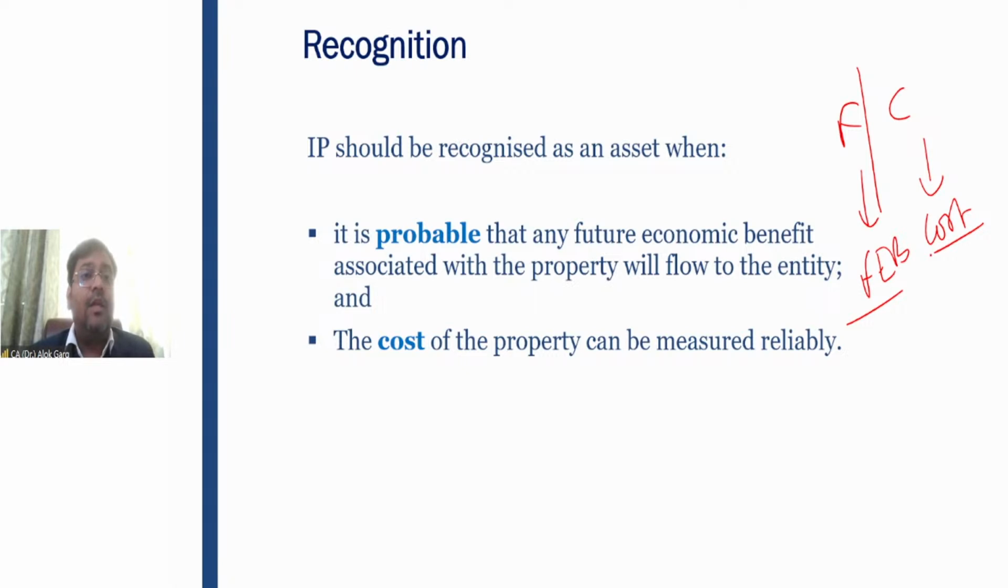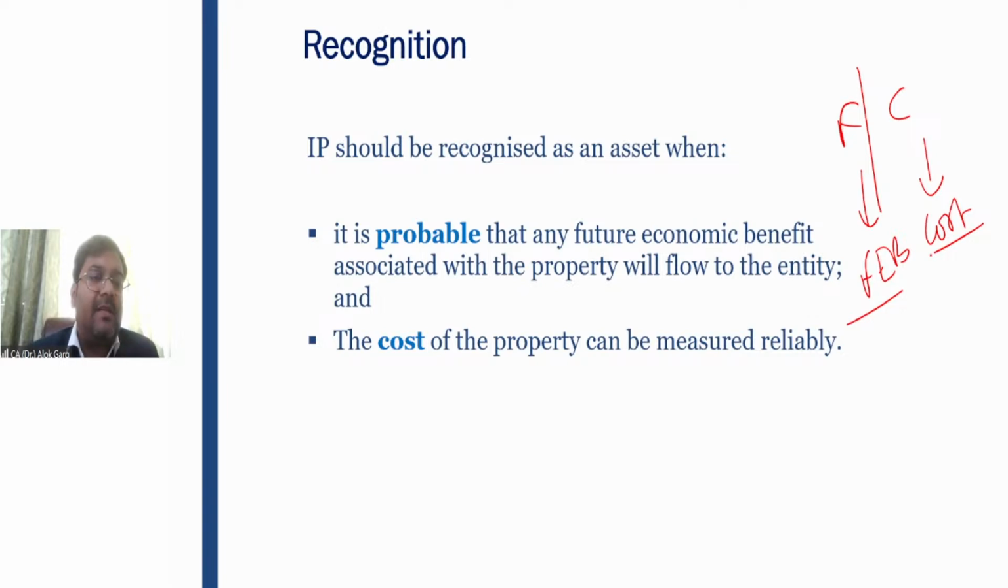So investment property should be recognized as an asset when it is probable that a future economic benefit will flow to the entity and the cost of the property can be measured reliably, right? For example, the company has acquired a property for capital appreciation in future. The company has purchased the property, the company has paid, everything is there.